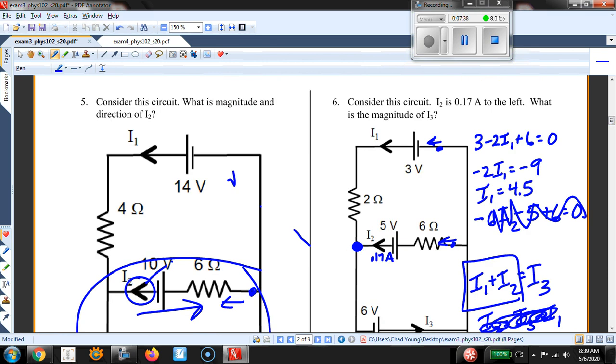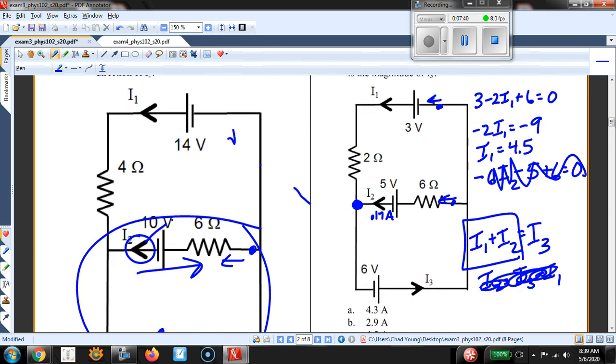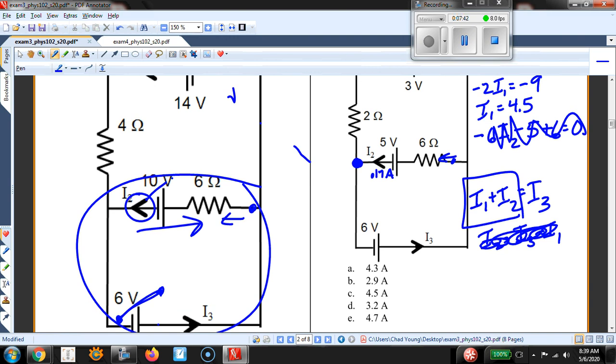So the answer for I3 is the sum of I1 and I2. It's going to be 4.5 plus 0.17, which is 4.67, or 4.7. So the right answer here is going to be 4.7 amps.